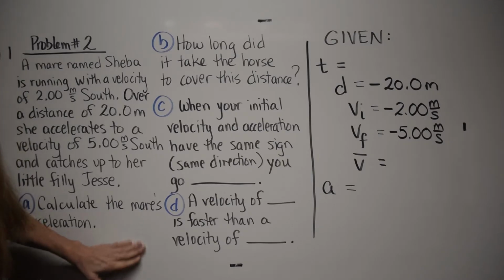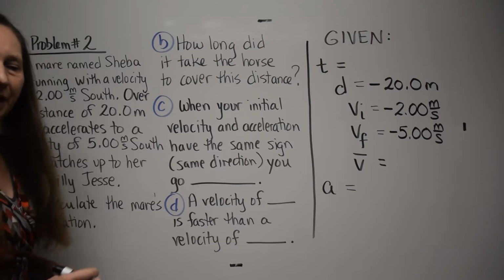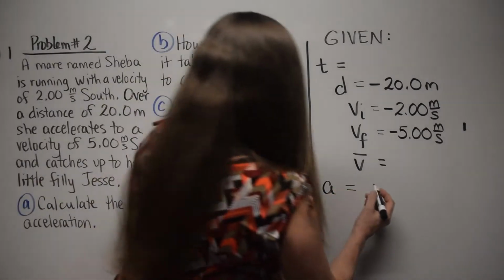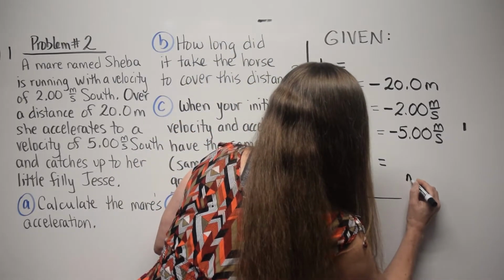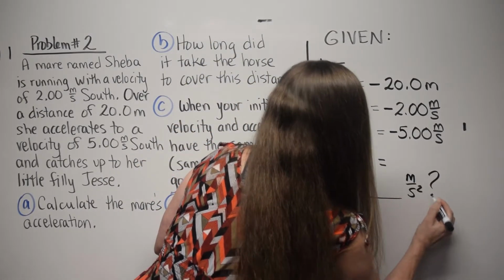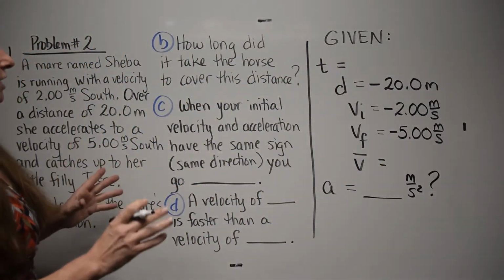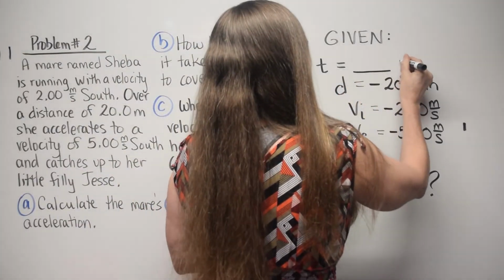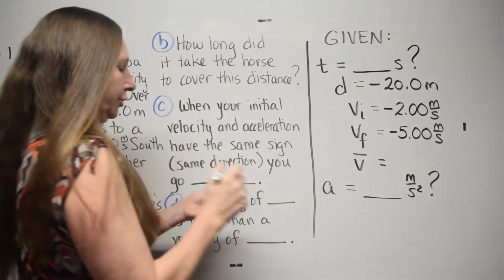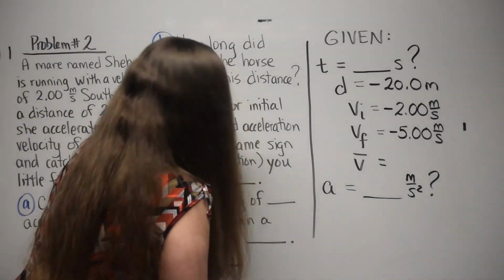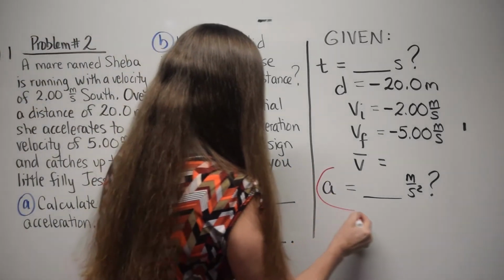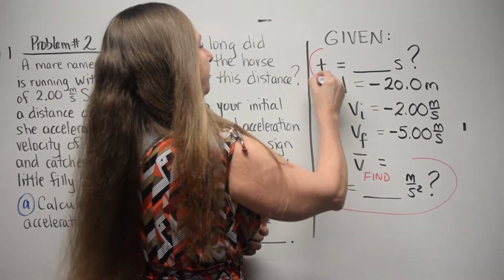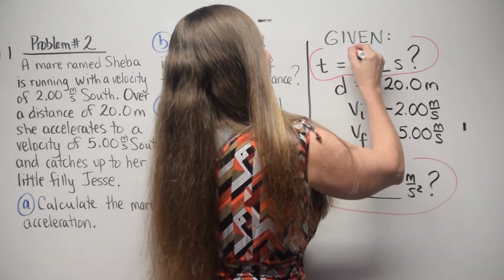All right, so she catches up to her baby. Now A, calculate the mare's acceleration. So one thing that we're trying to find is the acceleration, in meters per second squared. And then we want to know how long it took. So we're also trying to find how many seconds it took her to do this. So we're trying to find her acceleration, and the amount of time that it took.